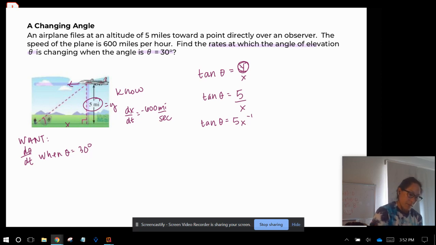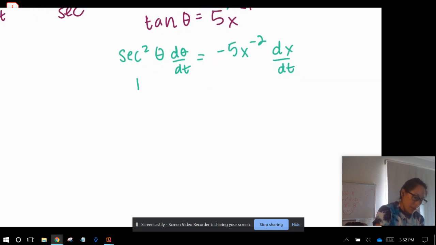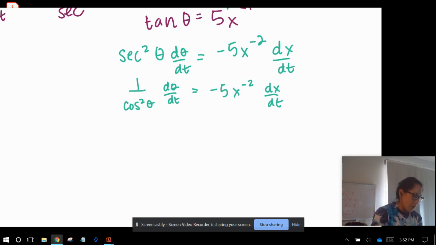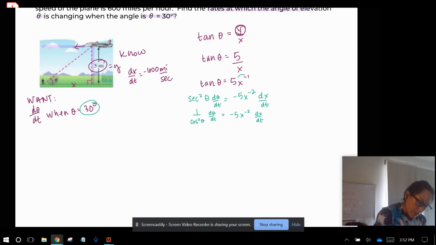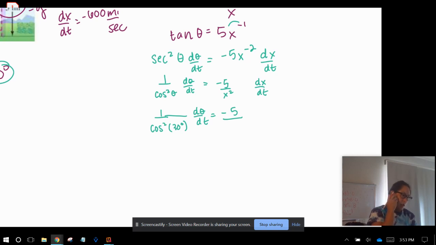And then let's go ahead and take the derivative. The derivative of tangent is secant squared times d theta/dt, which is equal to, let's see, negative 5x to the negative 2 times dx/dt. Next up is to start substituting. Also, I know secant squared is 1 over cosine squared theta, so I like cosines better, so I'm going to use that. Here we go. I know that I want to evaluate when theta is equal to 30. So I have 1 over the cosine squared of 30 degrees times d theta/dt is equal to negative 5 over, I'm actually going to write this fraction as 5 over x squared, times dx/dt. That just seems easier.